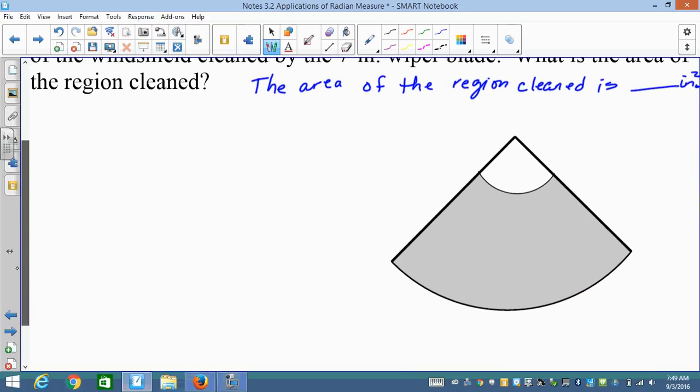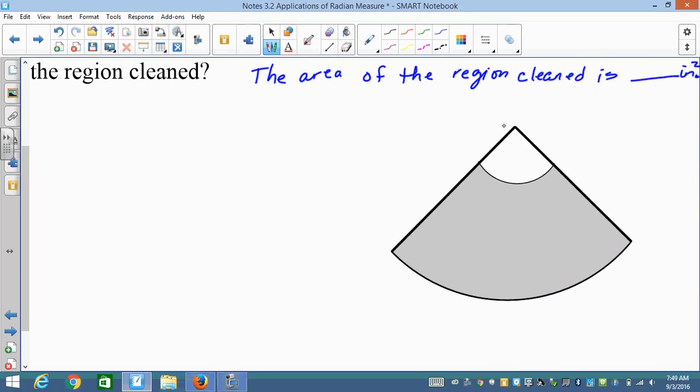Alright, so let's go with what they were telling us. This whole thing is 10. This part of it is 7. This itty little bitty part, 3. And then we have a 95-degree angle.